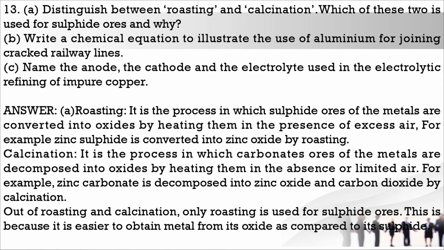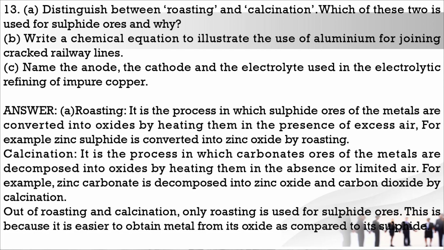Answer. Roasting. It is a process in which sulfide ore of a metal is converted into oxide by heating it in the presence of excess air. For example, zinc sulfide is converted into zinc oxide by roasting. Calcination. It is a process in which carbonate ore of a metal is decomposed into oxide by heating it in the absence or limited supply of air.